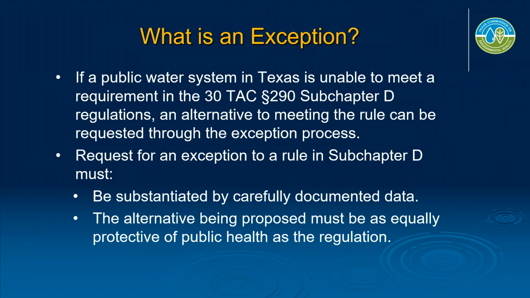What is an exception? If a public water system in Texas is unable to meet a requirement in 290 subchapter D, an alternative to meeting the rule can be requested through the exception process. The request for an exception to a rule in subchapter D must be substantiated by carefully documented data. A lot of that data you're going to find on the checklist. If you follow those checklists, it's going to lead you right. And the alternative being proposed must be equally as protective of public health as the regulation. Public health is the name of the game, so that's always first and foremost.